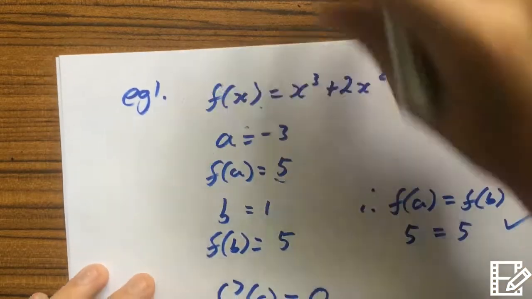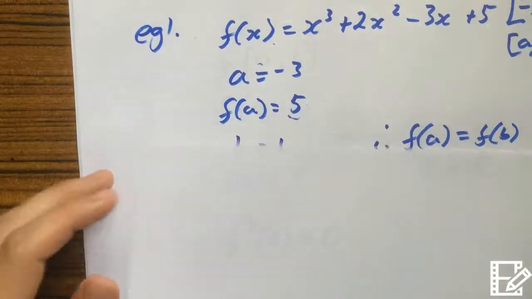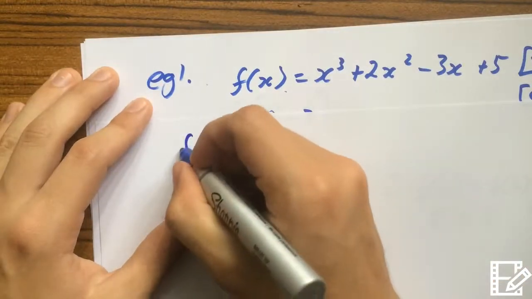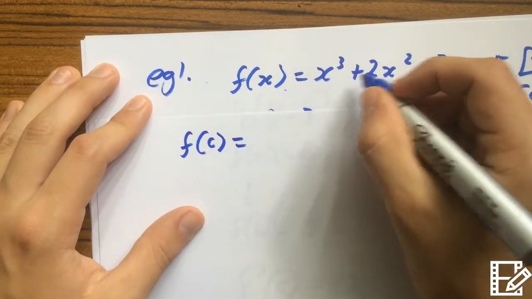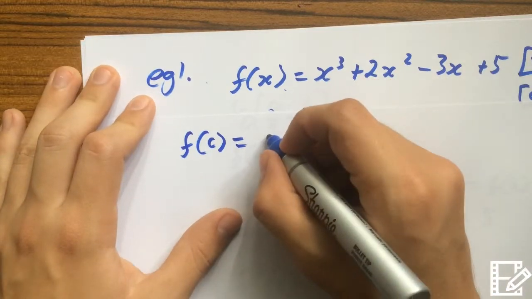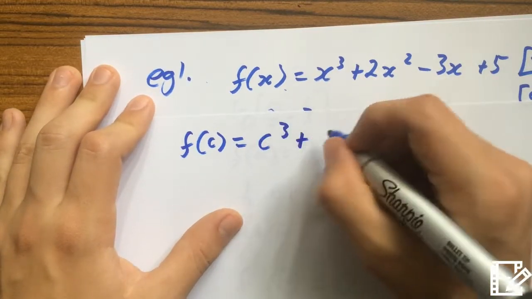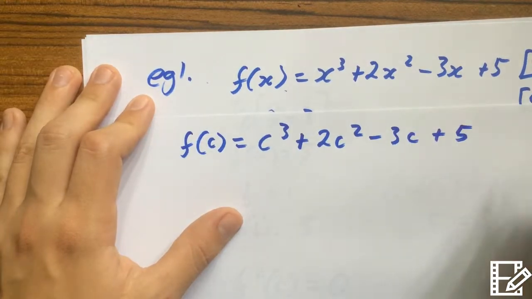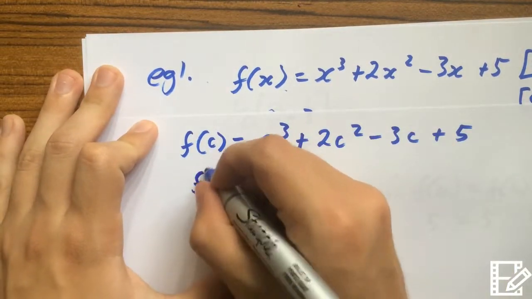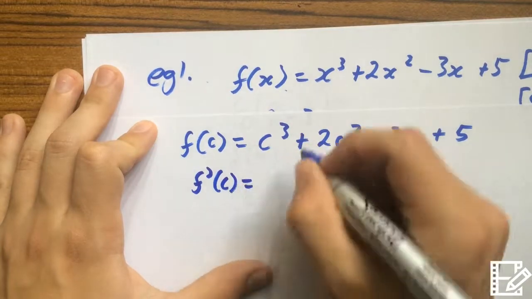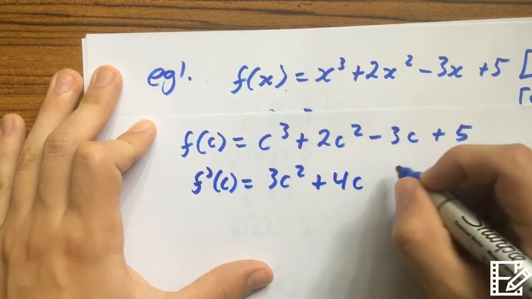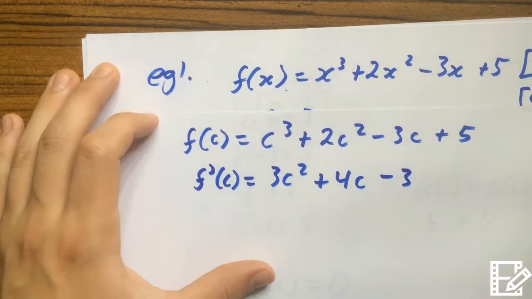Okay, so let's get started. First, we have to find f of c before we can derive it. So f of c is just the same as this, except you replace all the x's with c's. So that'll be c cubed plus 2c squared minus 3c plus 5. Find the derivative of that, and you get 3c squared plus 4c minus 3.